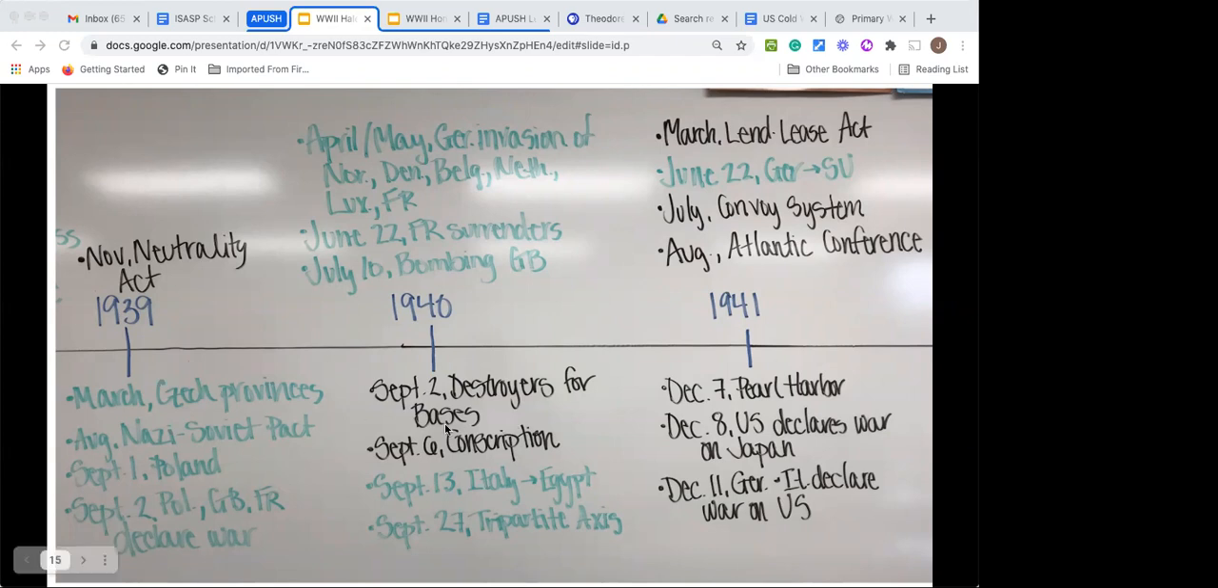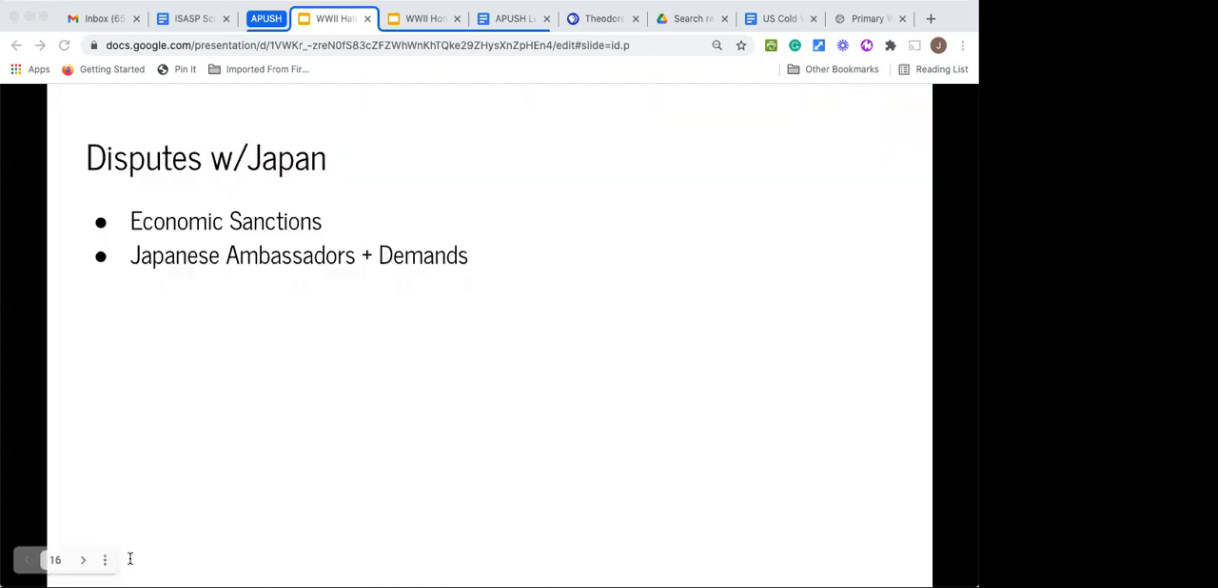Now, you can tell from this timeline a bit of the buildup. 1940, Italy goes into Egypt. They officially form the tripartite axis between Italy, Germany, and Japan. And then in 1941 is where the United States then gets involved in the war. So the lead up to the attack on Pearl Harbor, okay, deals with economics and economic sanctions.